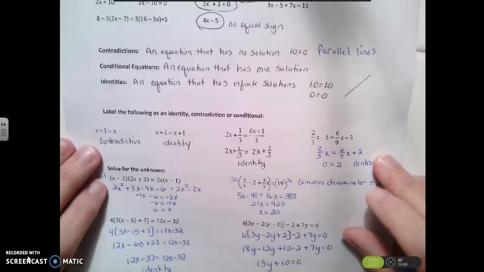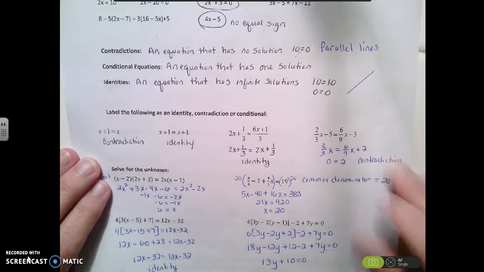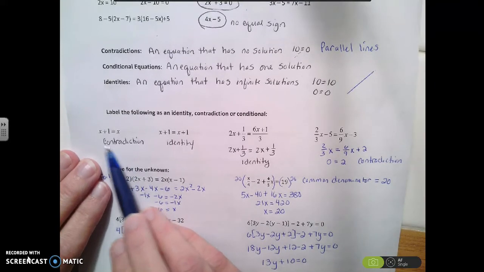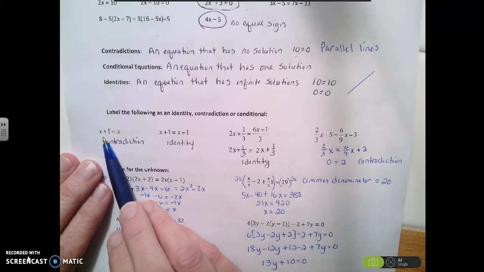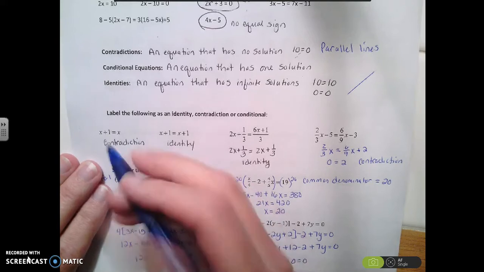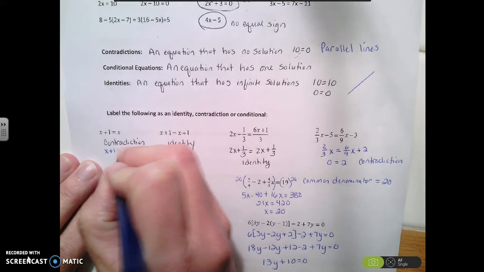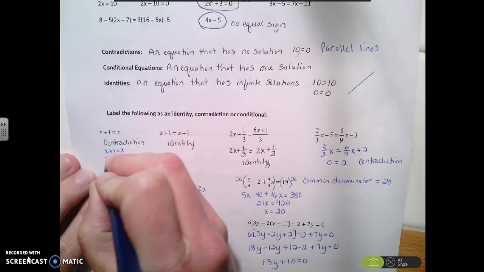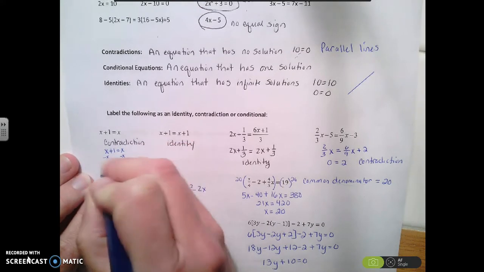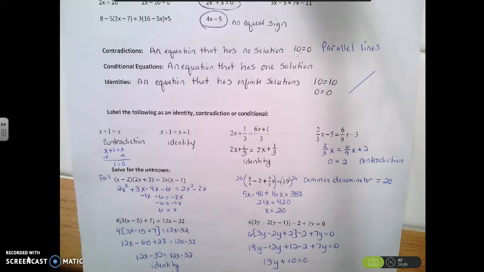On these, we want to identify whether they're identities, contradictions, or conditional problems. The first one is a contradiction, because there's no case where x plus 1 can equal x. If I were to solve this for x, I would subtract this x from both sides, and I would end up with 1 equals 0. So you end up with a situation that isn't true. That's how you know it's a contradiction.